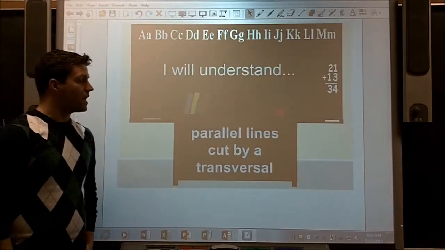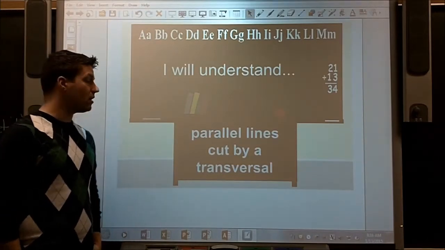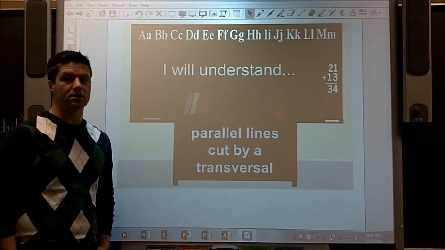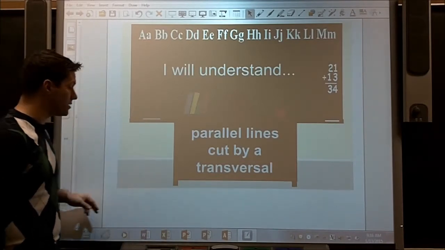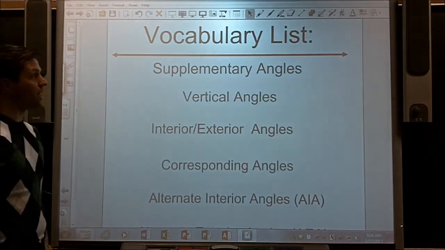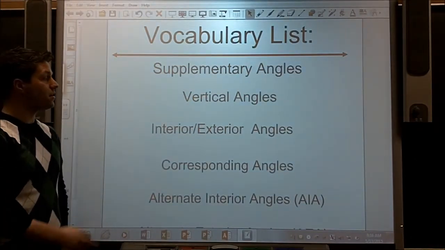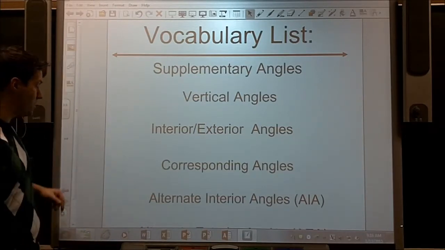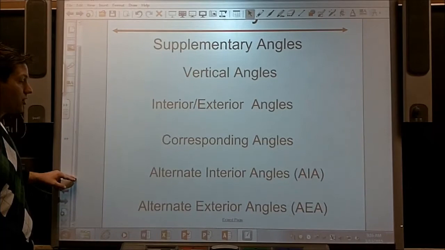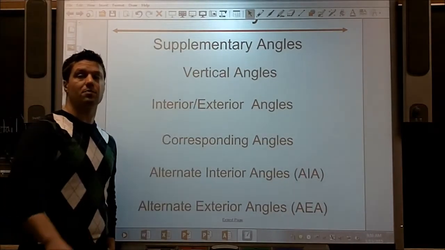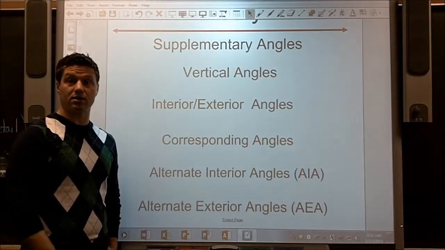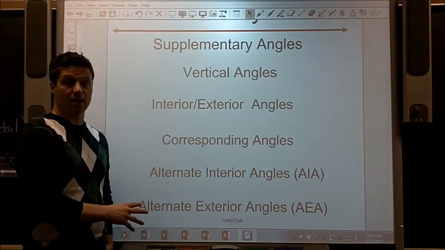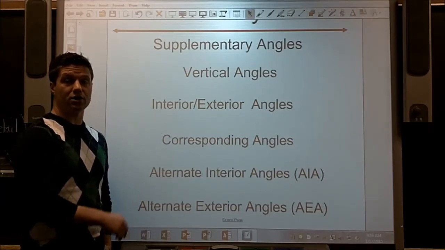Okay. Today, we're going to be able to understand parallel lines cut by a transversal. That's our objective. Understand the angles that are created with parallel lines cut by a transversal. Now, here's a vocab list. Supplementary, vertical, exterior, interior, corresponding, alternate interior angles, and one more down here, alternate exterior angles. What I want you to do is pause the video and write these down because it's part of your ticket out the door to get definitions for these angles. So do that now and then come back and watch the rest.